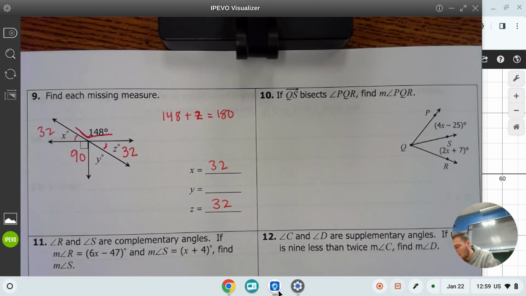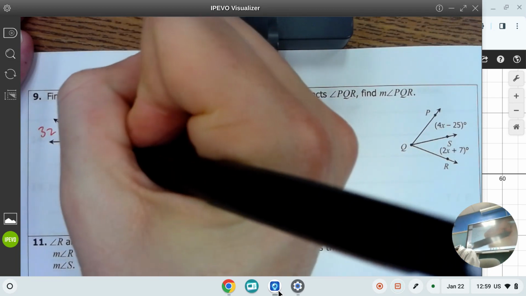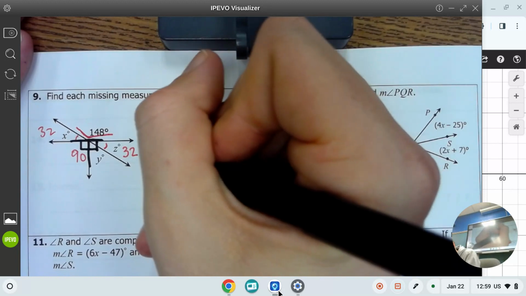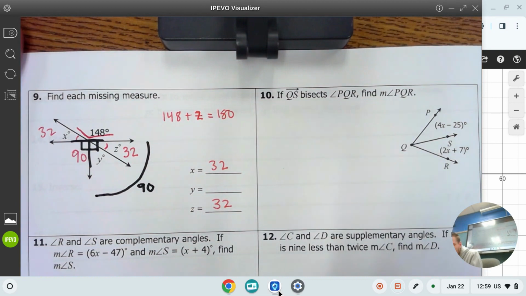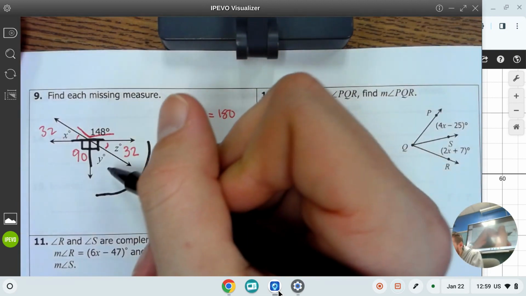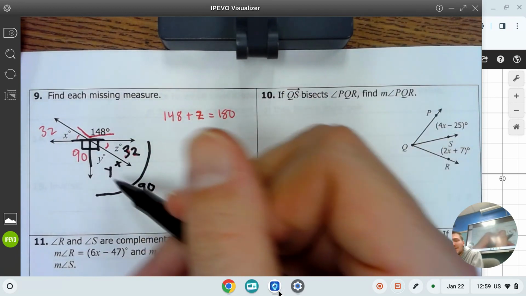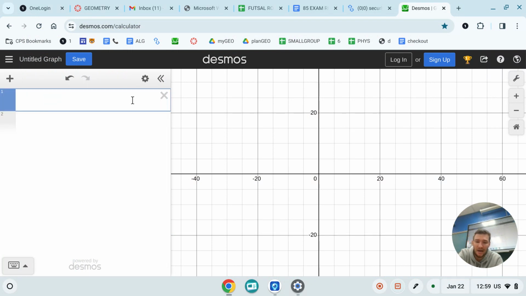And when it comes to this Y, a couple different ways that we can go about this. If this is a right angle, then I think that this over here should also be a right angle. And that means that all of this is going to add together to make 90 because it's a right angle. Which means that Y plus 32 should make 90. That's called complementary angles. So let's try it out. Y plus 32 equals 90.